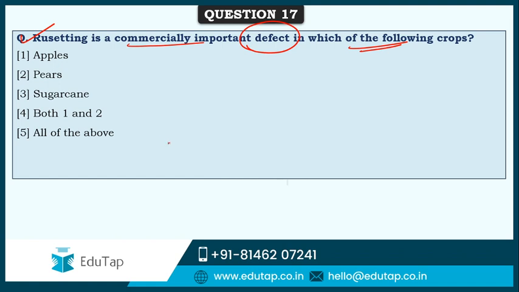See, just before the exam, at least 4 to 5 days before, whatever the latest advance estimates are provided by the government, you need to remember or look into that. That would be important.